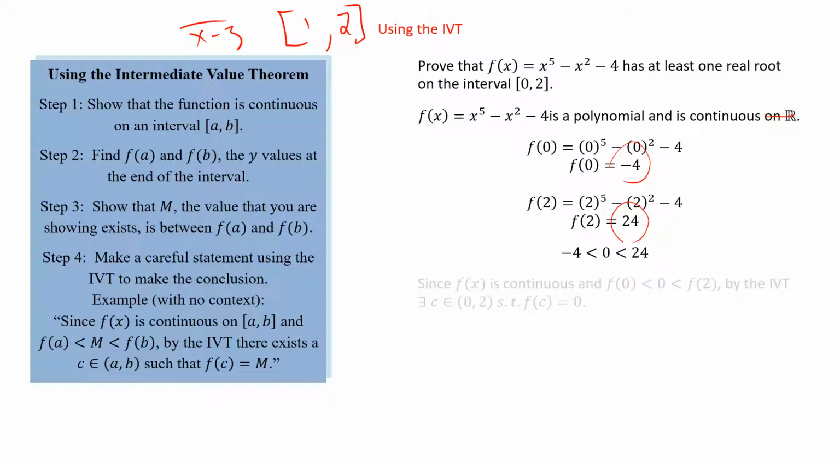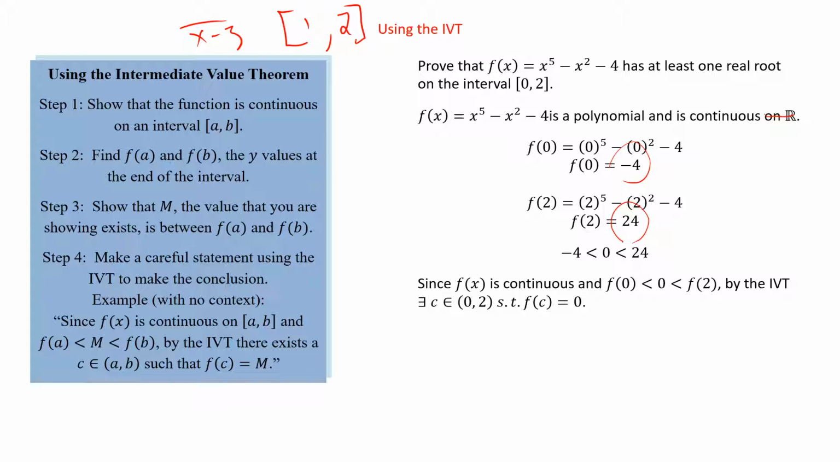Then our careful statement. Since f of x is continuous everywhere, I didn't have to put the interval. I could have said it's continuous on [0, 2]. And f of 0 is less than 0, which is less than f of 2. By the intermediate value theorem, there exists a c on the interval (0, 2) such that f of c equals 0. So we just proved that there is at least one real root on that interval.